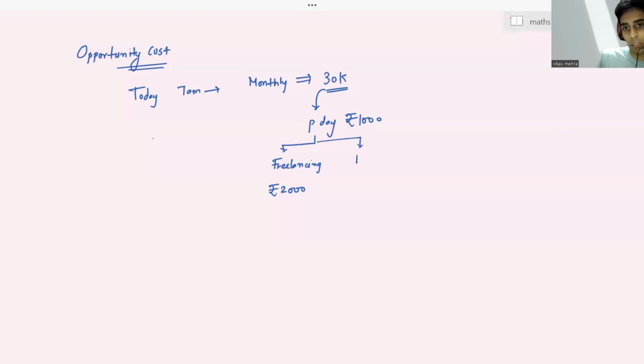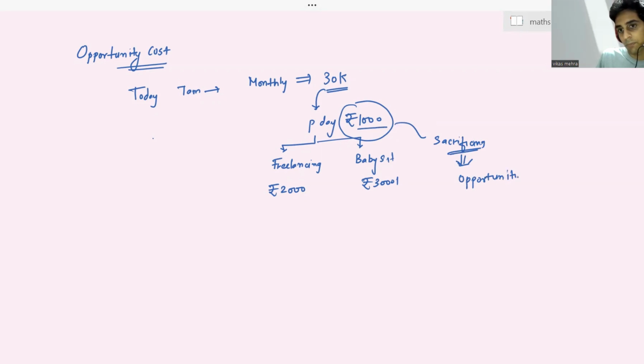Or you can do some babysitting work, via which you can earn say 3000 per day. Or you can have n number of other work. Suppose you decided to go to the office to earn that 1000. In order to earn that 1000, you are obviously sacrificing something. This is how we get the opportunity cost concept. Opportunity cost is the cost of the next best alternative foregone.